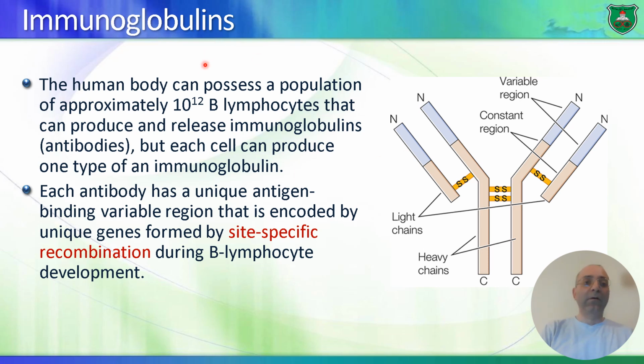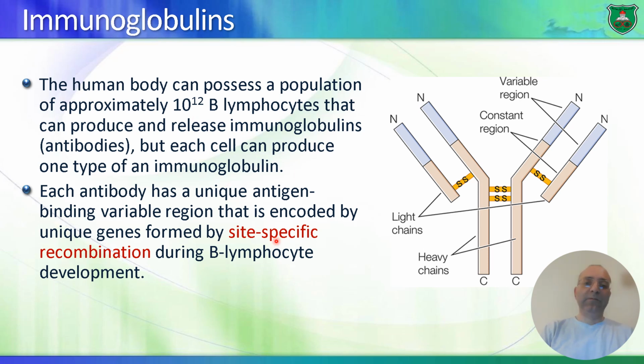Now, in fact, in our body, we can produce about a trillion different B lymphocytes. These are the cells that produce the immunoglobulins. Each B cell can produce one single type of immunoglobulin, just one. So we can have this number of B lymphocytes in our body as well.